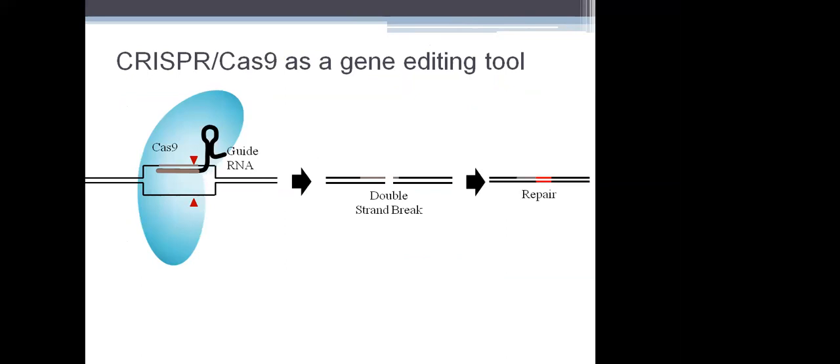There is also a system in the cell: if any damage occurs to the DNA, then it can be repaired. This is a natural system. Naturally, during the cell cycle, this can be repaired. But this is error prone. When there is a double-stranded break, the cell tries to join these two ends, but sometimes a mutation can occur, one or two bases can be changed, and a non-functional protein can be formed. In this way, bacteria disable the bacteriophage.